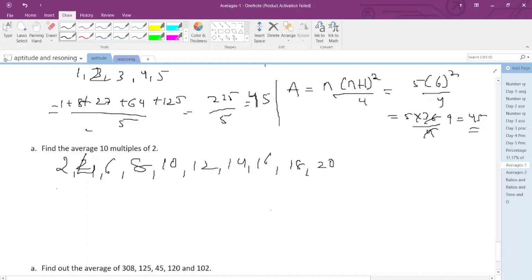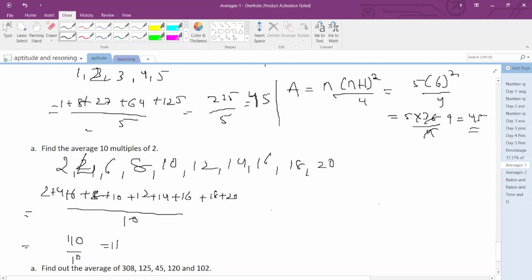Then what should we do? We have to add all this: 2 plus 4 plus 6 plus 8 plus 10 plus 12 plus 14 plus 16 plus 18 plus 20, by 10, right? So what is the answer? 10, 20, 30, 30, 30 is 60, 60 plus 30 is 90, 90 plus 20 is 110. So 110 by 10 is equal to 11, right? Now if we remember the formula, it is that number into n plus 1 by 2, right?